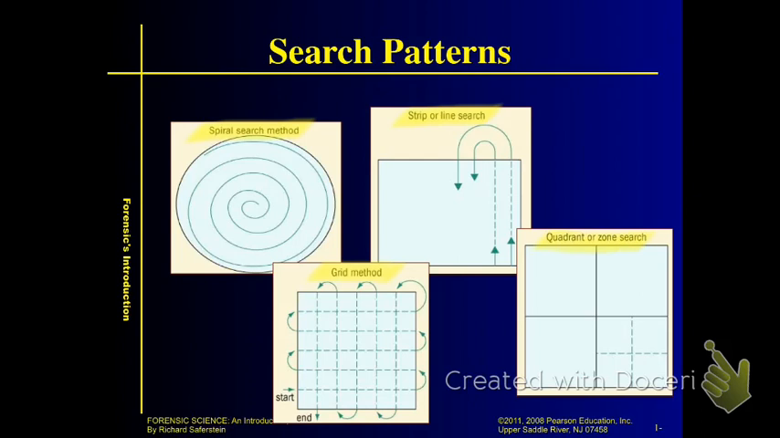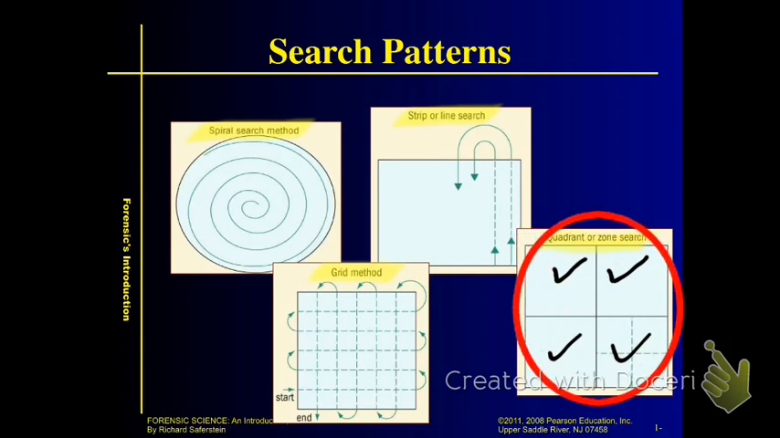So the quadrant or zone search, you're dividing the search area into 4, in this case, 4 different quadrants. This one is the only search method that requires more than one person. Here, hold on a minute. I'm going to use shorthand. So more than one person. Can't read that very well, I apologize, but quadrant or zone requires more than one person.